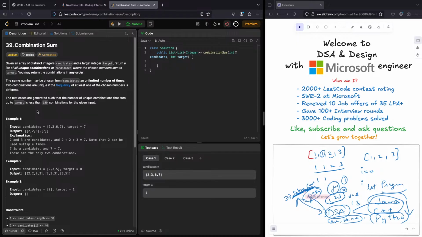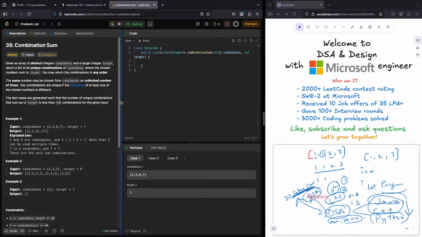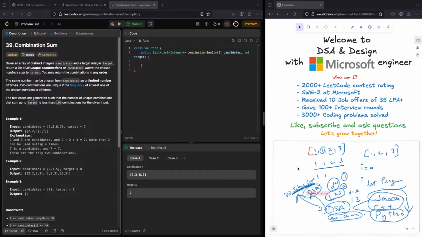Slowly, gradually, after 3 to 4 months of consistency, you'll see that you are able to solve a couple of problems. Then keep doing it over time, and eventually you will be able to succeed in this. That's how everyone starts. That's plain and simple.